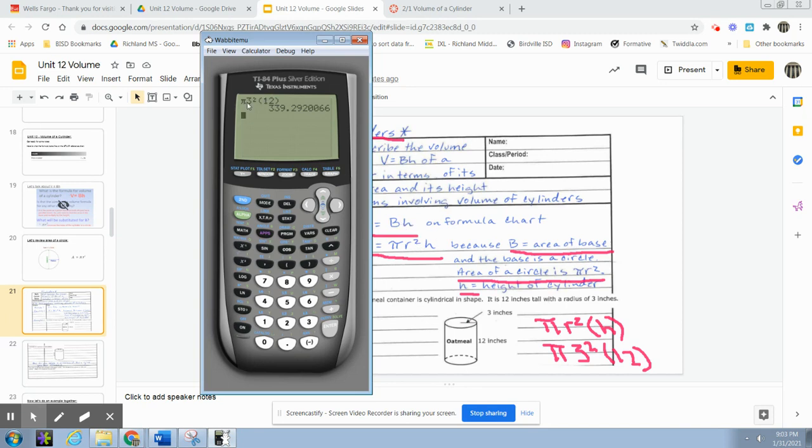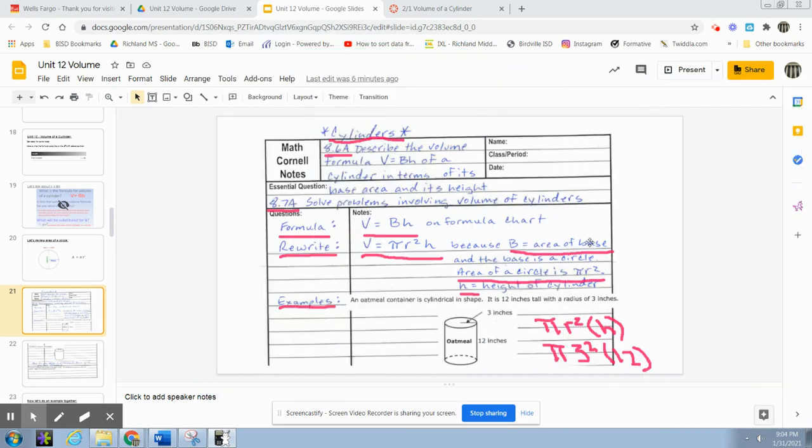That seems extremely high to me. So I'm thinking we need to put parentheses around the squared button. So I'm going to do that now. I'm going to hit second pi. I'm going to put 3 squared. Whoops, let me go back. Parenthesis 3 squared. Close it. And then I'm going to put the 12. Nope, same thing, 339.29. Okay, so it doesn't matter which way you do it, you're going to get the same answer.